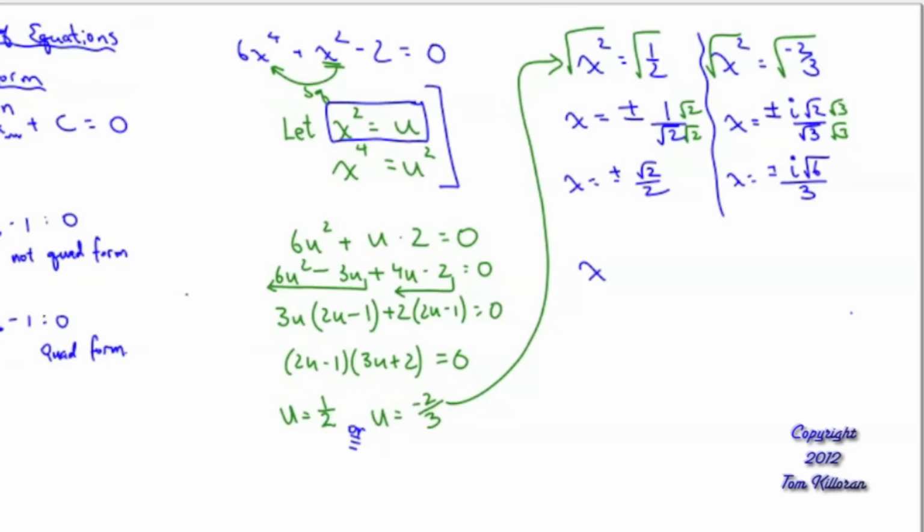X is equal to positive square root of 2 over 2, negative square root of 2 over 2, positive i square root of 6 over 3, negative i square root of 6 over 3. How many answers? 4. Degree of the polynomial? 4. Kind of cool if you think about it.